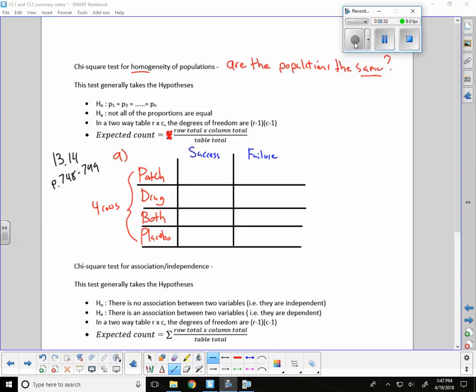So we've summarized this in a two-way table. We have 4 rows for our different categories, and then we have 2 columns down here. And so when I think about my degrees of freedom, that is going to be 4 minus 1 times 2 minus 1, or 3 degrees of freedom, 3 times 1.